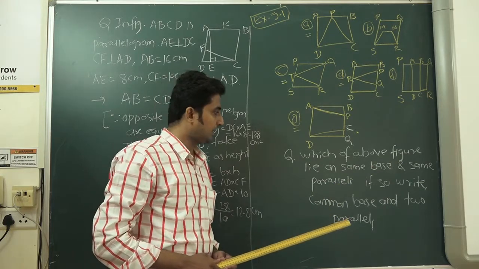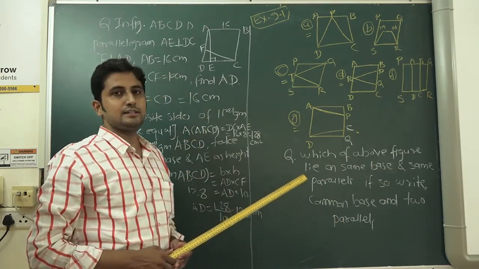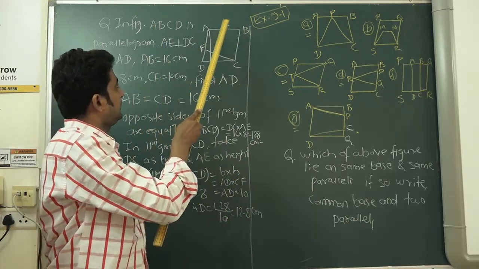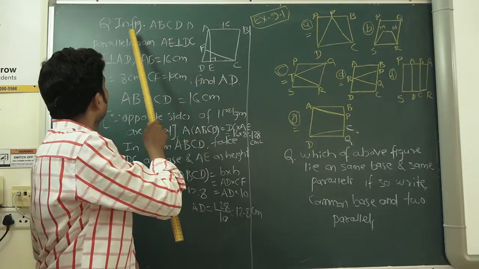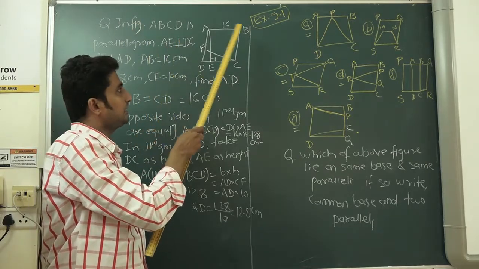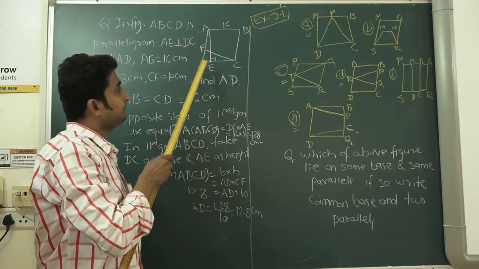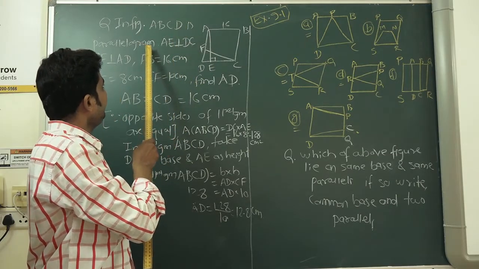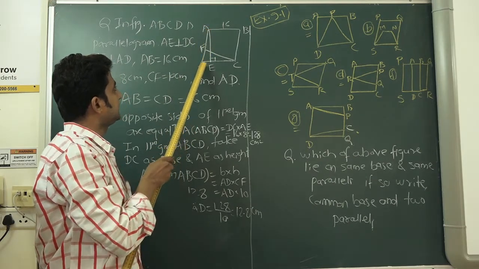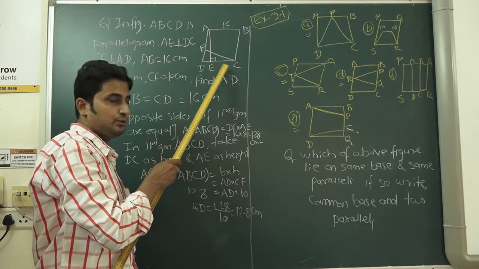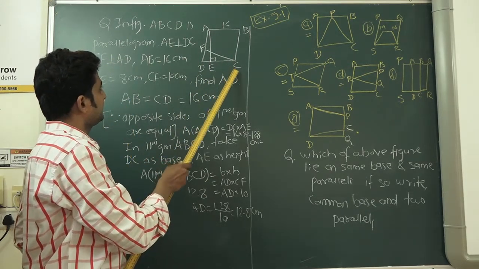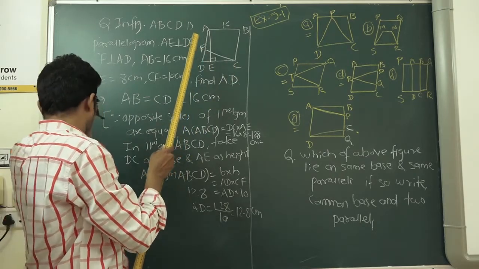Dear students, moving on to the next exercise, that is 9.2. Here a figure is given. If you look, this question is on figure ABCD, which is a parallelogram. Moreover, AE is perpendicular to DC, and CF is perpendicular to AD.